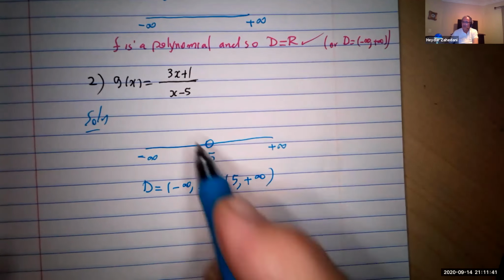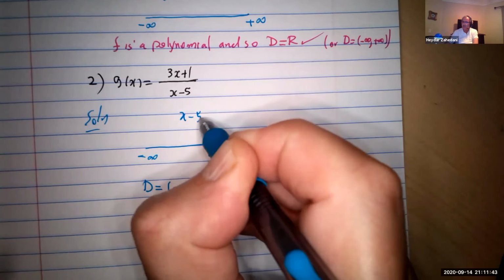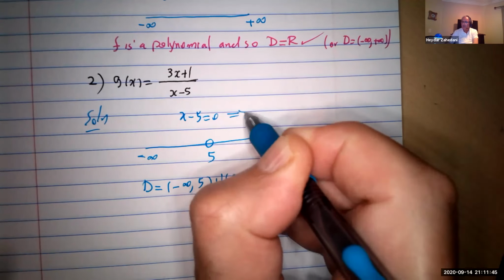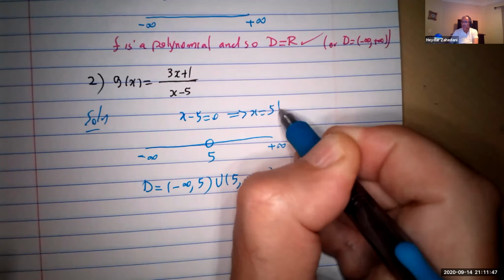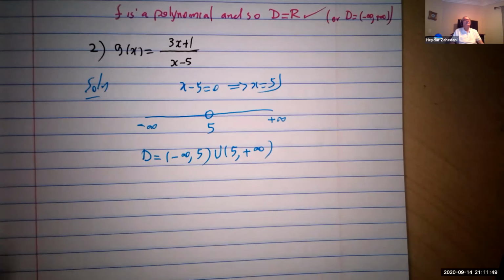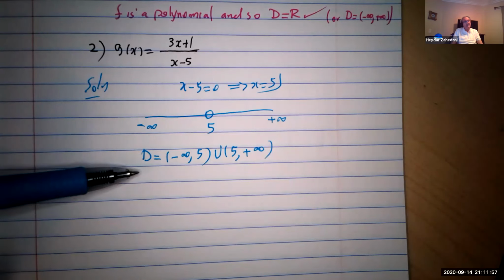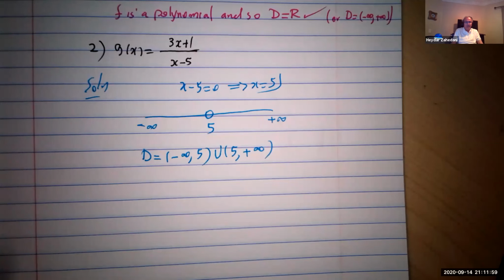How do we find out? You see, you did x minus 5 equal to 0, so that gives x equal to 5. So this function is defined everywhere except at x equal to 5. Of course, we like interval notation, okay? You are going to use this type of notation for us. Okay, if you like, g is a rational function.